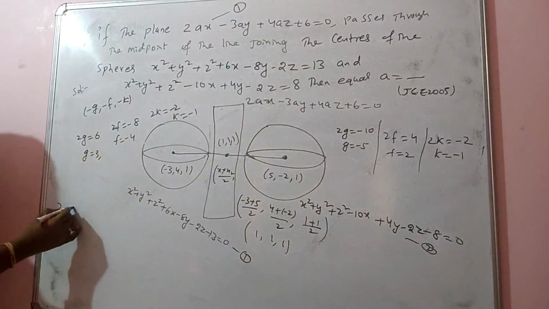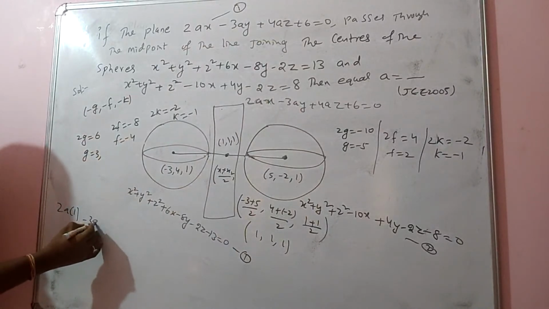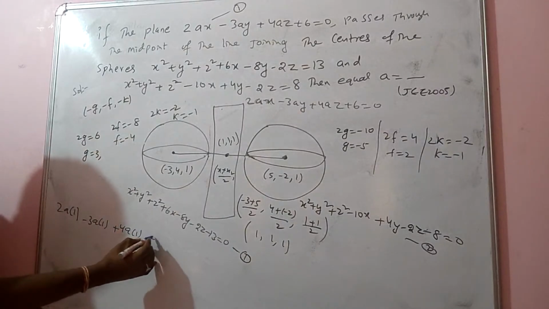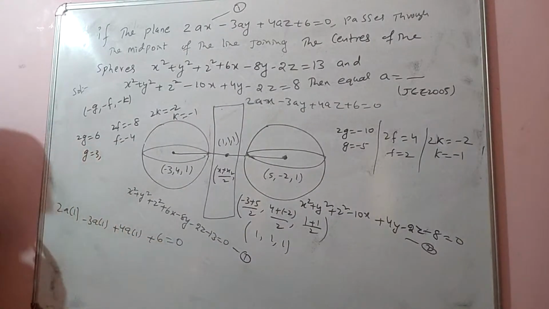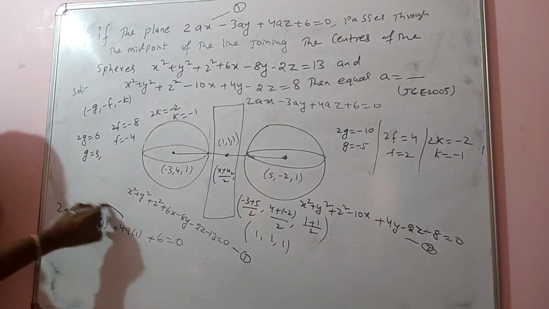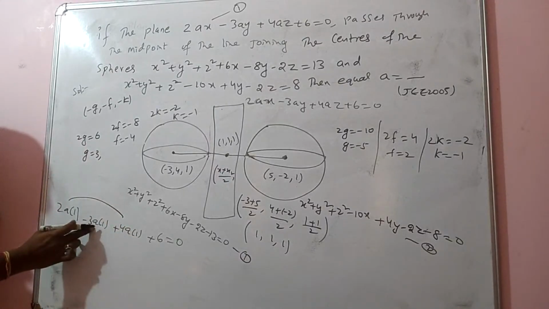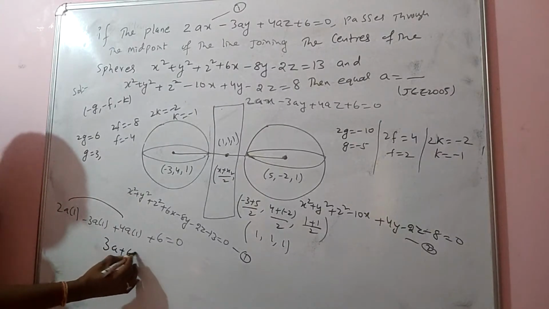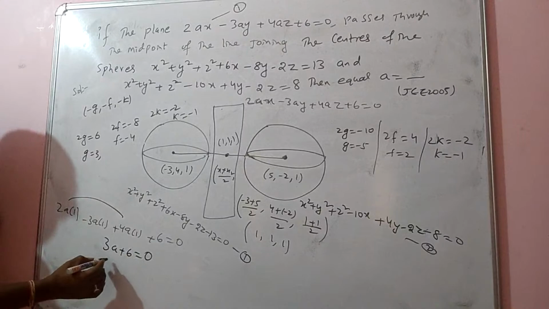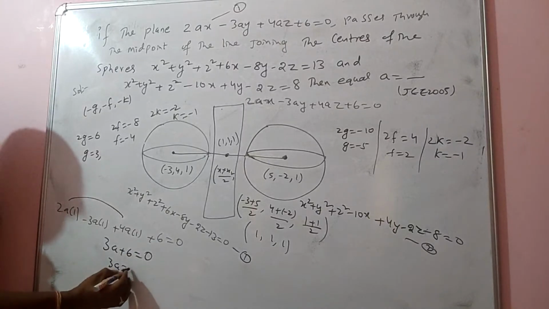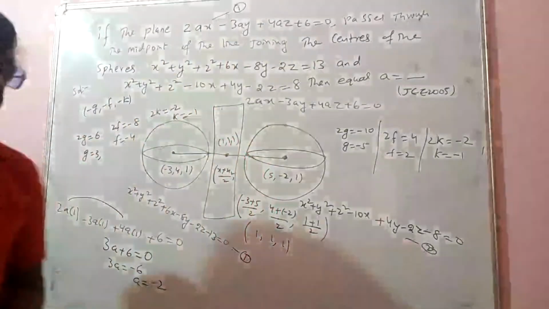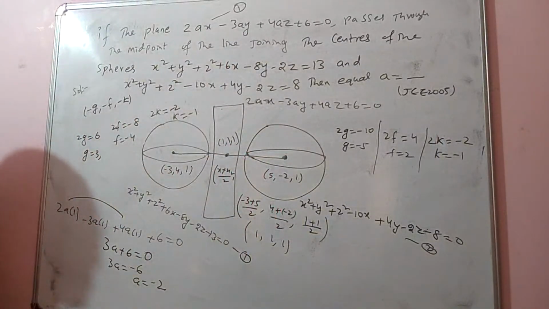So what I get here: 2a into 1 minus 3a into 1 plus 4a into 1 plus 6 is equal to 0. So I am going to get the a value here. 2a plus 4a is 6a, 6a minus 3a is 3a. I am going to get 3a plus 6 is equal to 0, so 3a equals minus 6. Already Nikita, K, Anaga answered it. So a is equal to minus 2 is the answer.